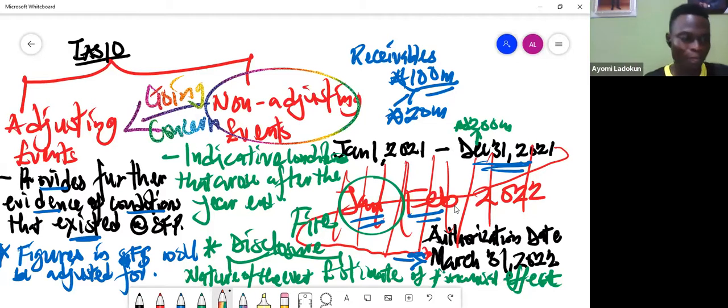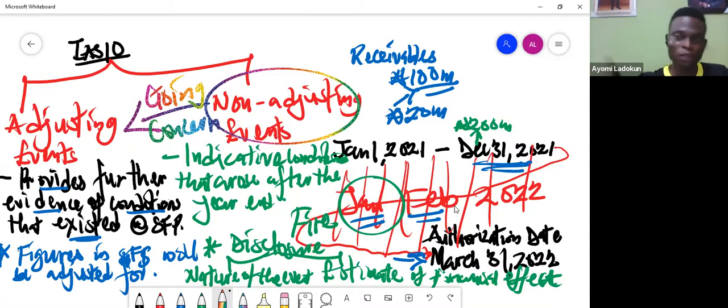Then number 2, problems with IAS10. What are the problems with IAS10? Number 1, window dressing. That's the first problem with IAS10. What is window dressing? Window dressing is a technique employed by management to manipulate reported accounts. For example, deliberate overstatement of assets, deliberate understatement of liability. It's a criminal offense and it is unethical. So if IAS10 is not applied properly, it can lead to window dressing.